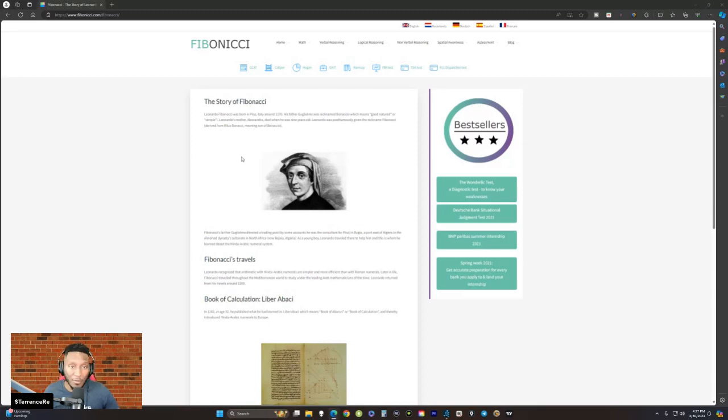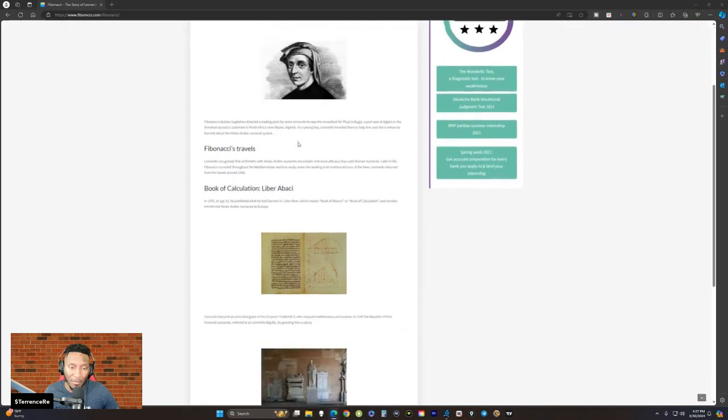So what you see on the screen is basically the story of Fibonacci. Leonardo Fibonacci was born in Pisa, Italy, around 1170, and then it talks about his father. I don't even know how to say his name, Guglielmo. He was nicknamed Bonaccio, which means good natured. And it talks about his mother.